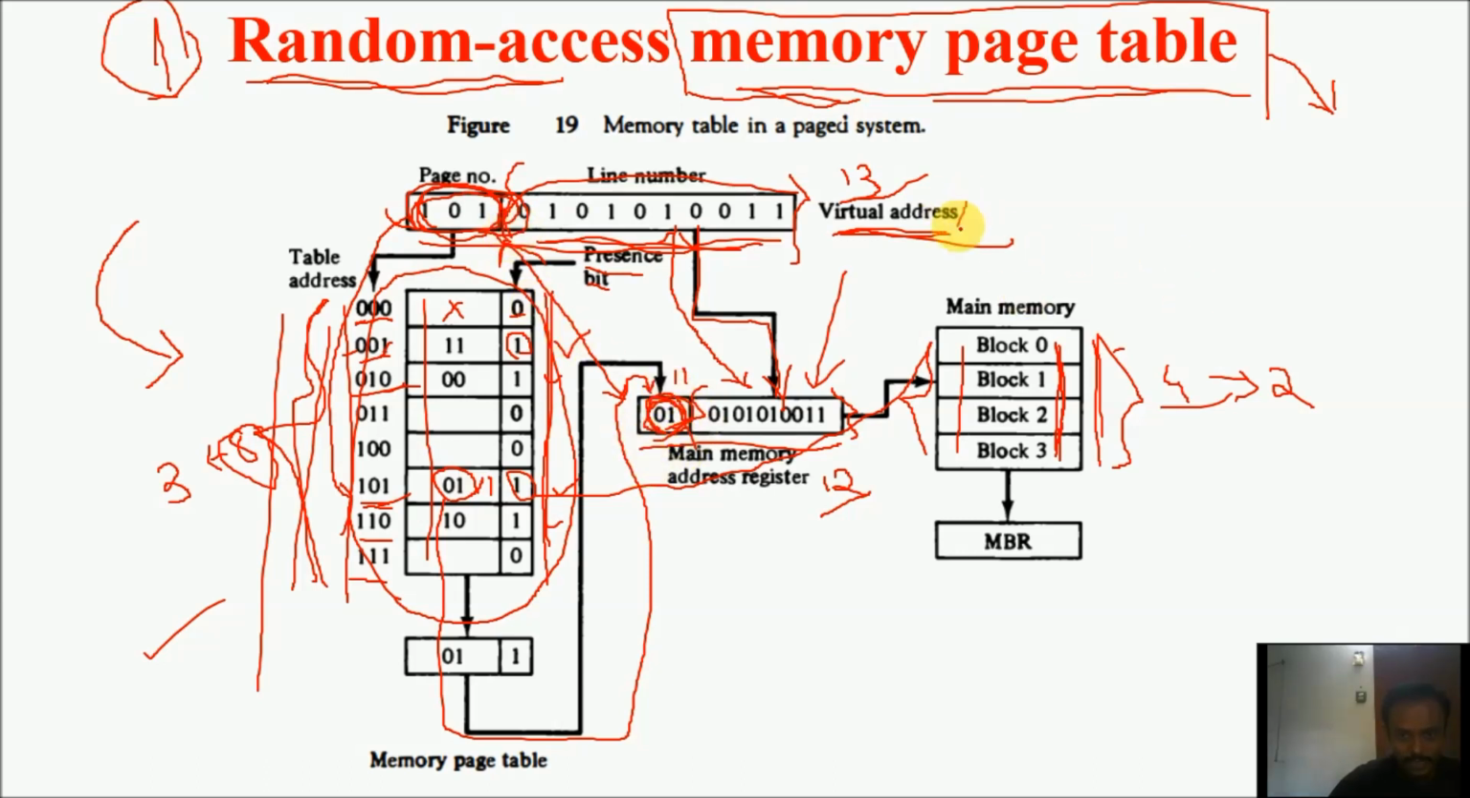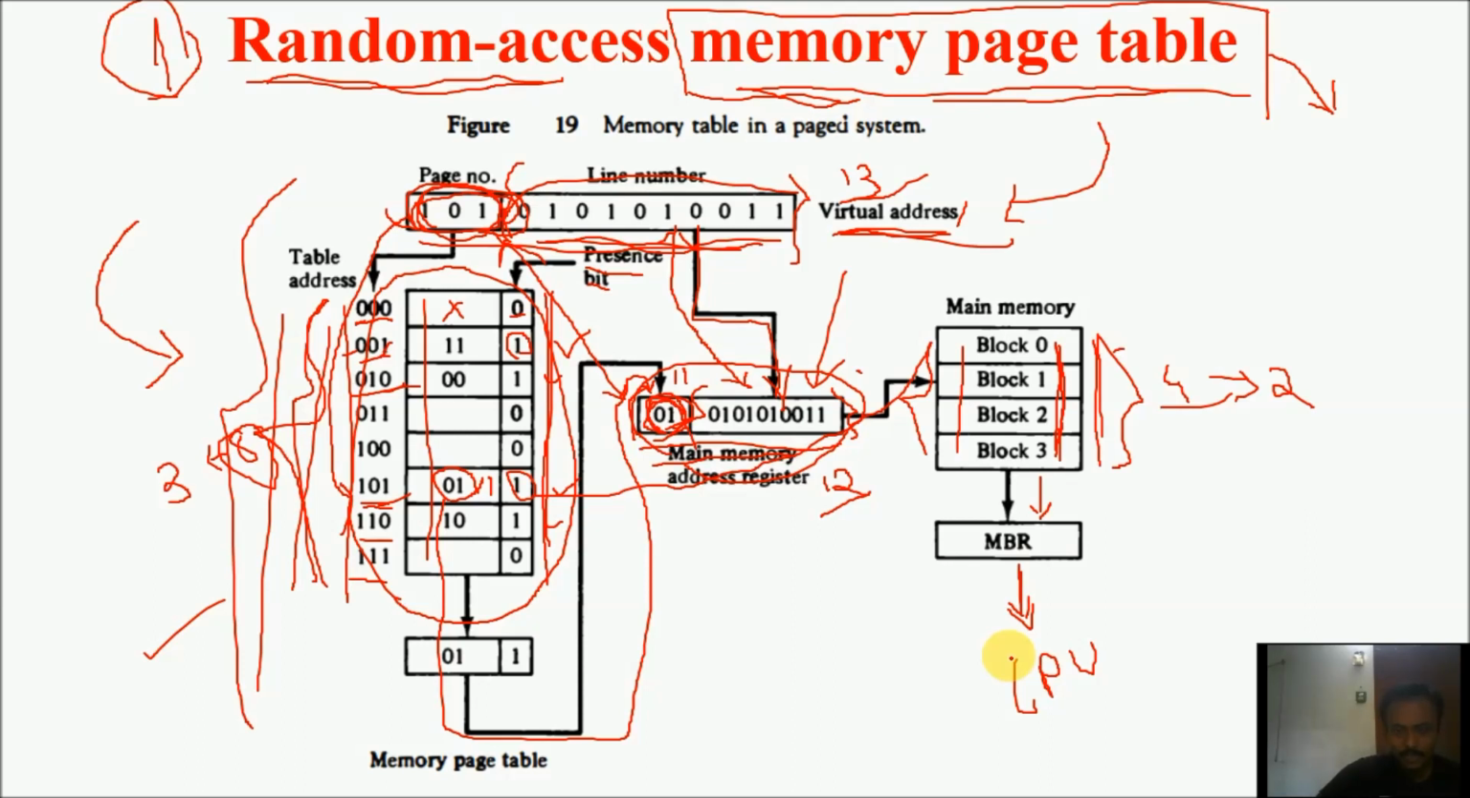So now from this virtual address we get the physical address, and this physical address will go to the memory buffer register, and from the memory buffer register the CPU will access that physical address. So actually the CPU at first generates the virtual address, then using this technique it converts the virtual address into a physical address, and ultimately the CPU will access the data using the physical address from the primary memory. So this is the technique of mapping using random access memory page table.